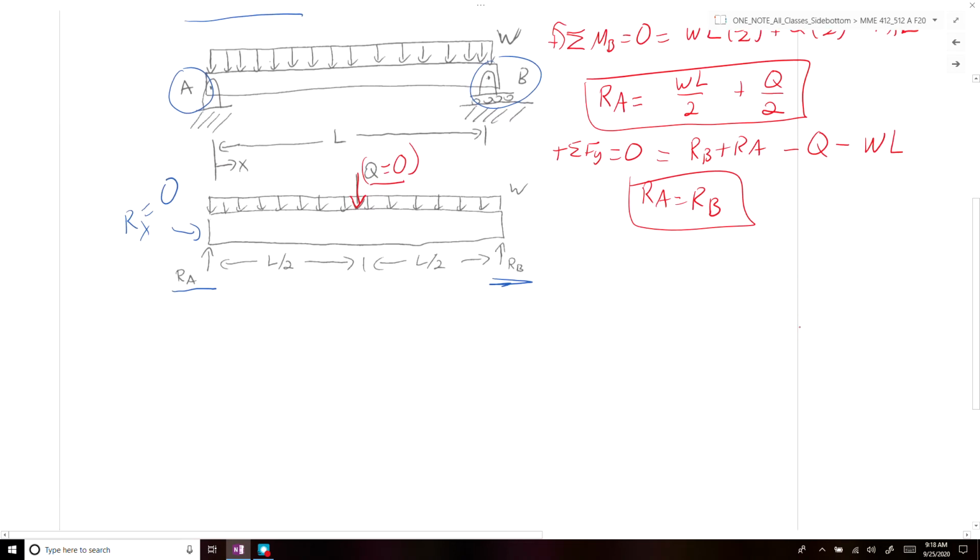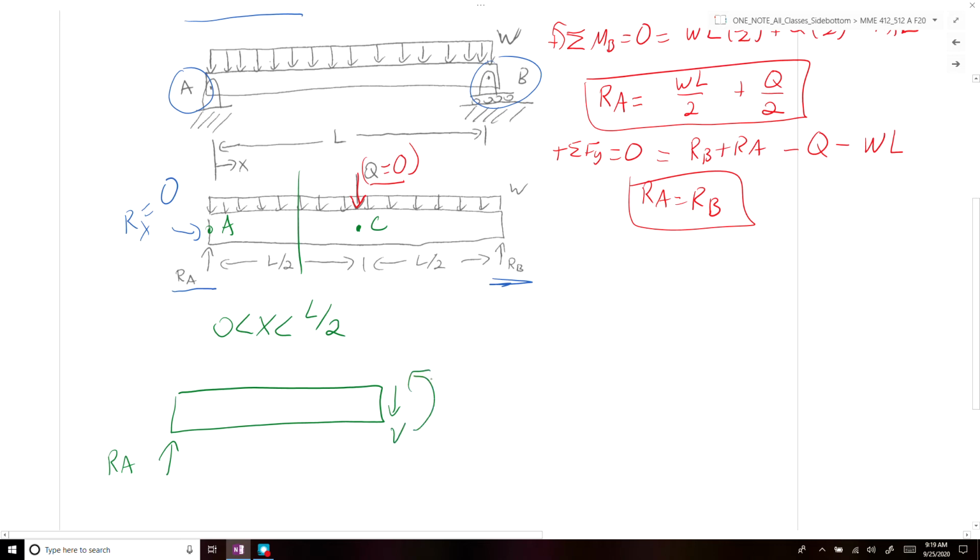What we can now do is take a section cut between point A and point C, which is when x is between 0 and L over 2. What our section cut looks like is we'll have RA, and then we'll have our shear force at our section cut, our couple moment at our section cut, and our distributed load W applied to the system.